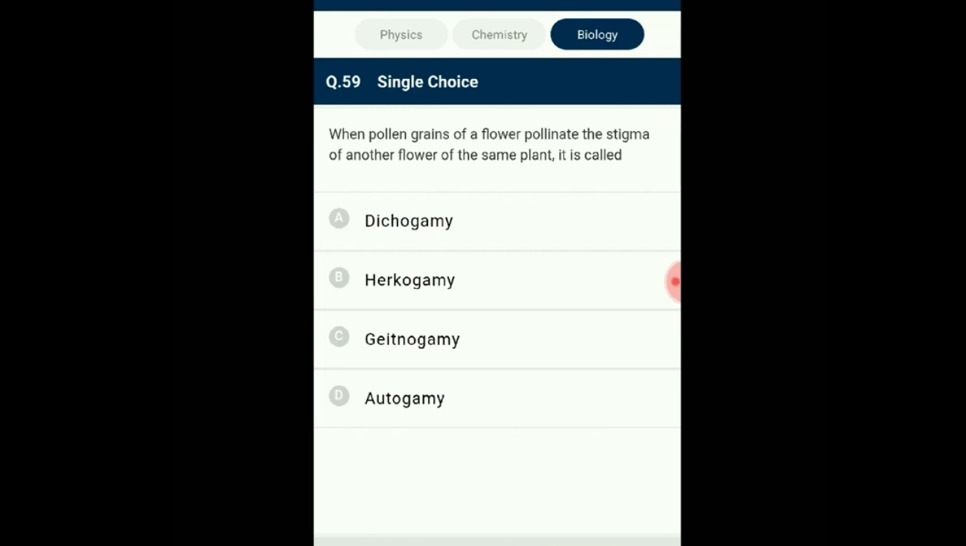Question number 59. A flower pollinates the stigma of another flower of the same plant. It is called geitonogamy. It is the transfer of pollen grains from anther to stigma of another flower, either on the same plant or a genetically similar plant, or between two clones. The answer is option C, geitonogamy.